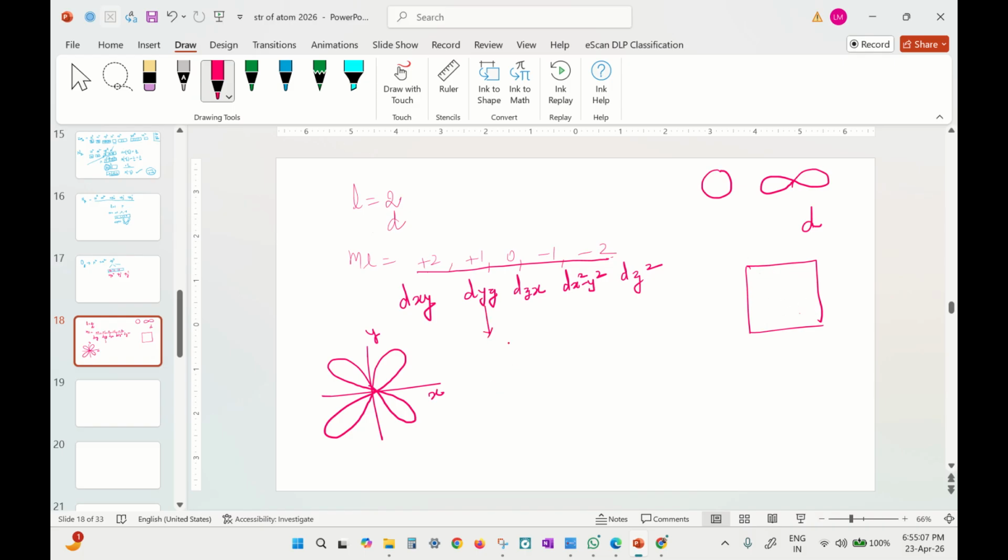Again, the dumbbells are in between the axis lines. Is it fine? This is y, this is z. dzx. This is the z-axis, this is the x-axis. So, the lobes are in between.